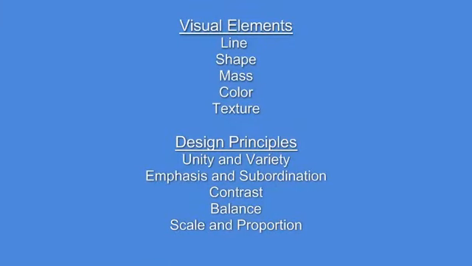Today we're going to identify visual elements and design principles in various artworks. Visual elements include line, shape, mass, color, and texture. Design principles include unity, variety, emphasis, subordination, contrast, balance, scale, and proportion. These terms are the basic vocabulary when discussing art and will help describe works and articulate the viewer's opinions.